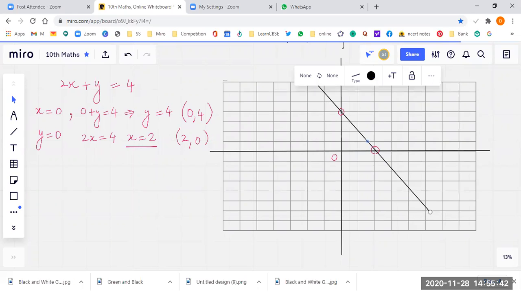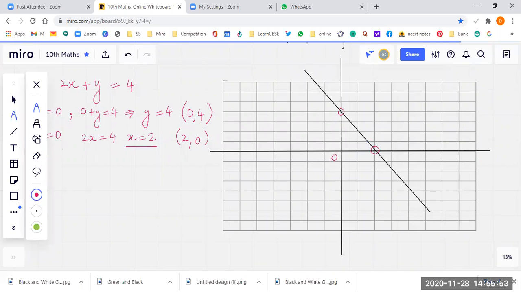Now, students, I will take some other point. Let's say I take x as -1. Then I'll see what the solutions are. So I'm taking x is equal to -1 and putting this in the equation. I will get -1 into 2 is -2, plus y is equal to 4. So that will give me y is equal to 6.